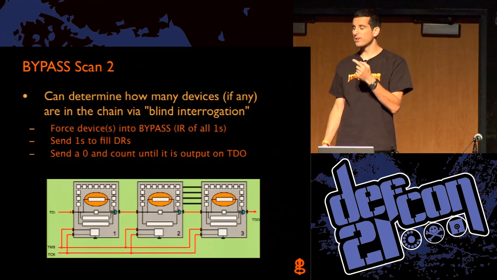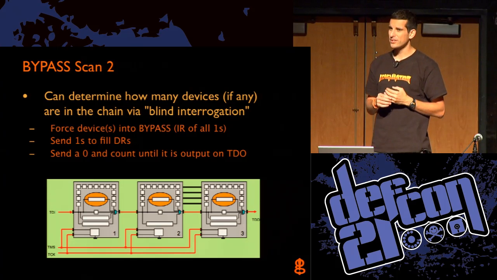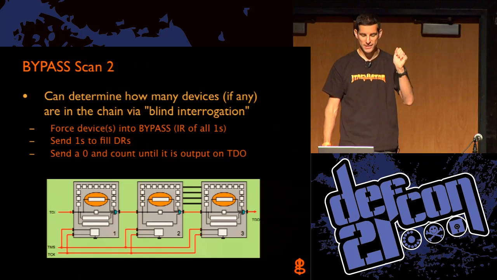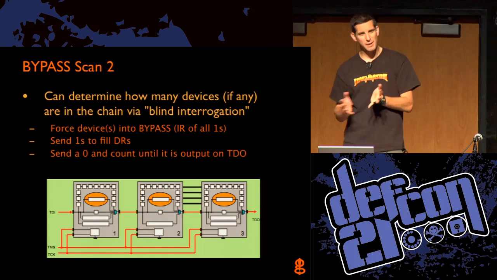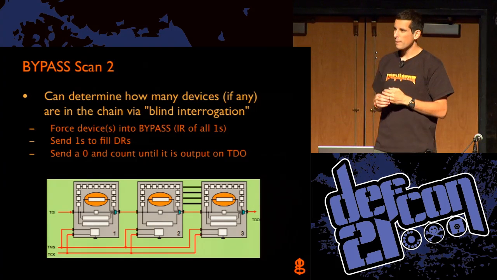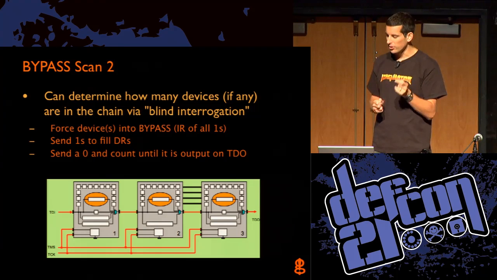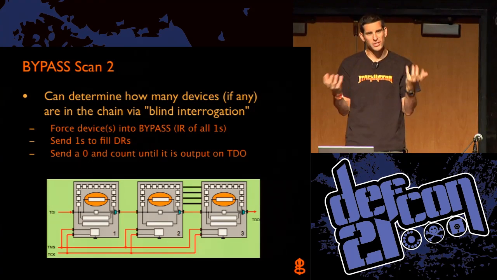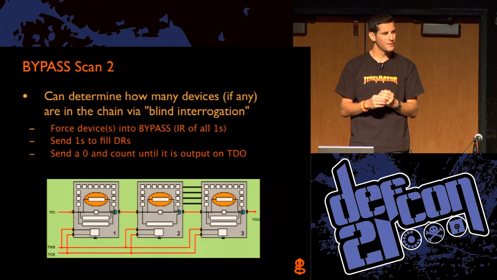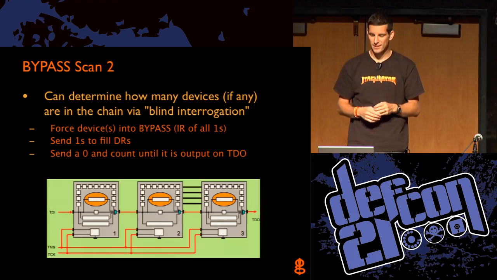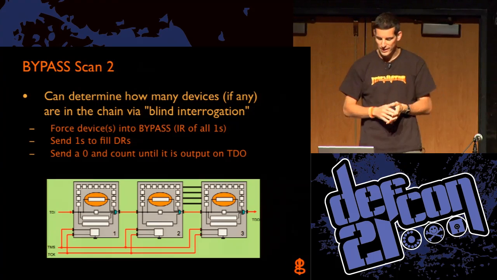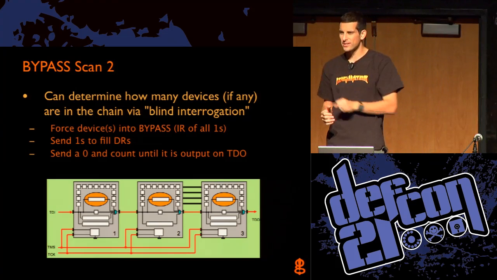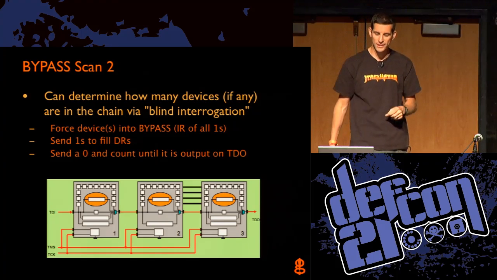By doing the bypass, we can also figure out how many devices there are in the chain, which is called blind interrogation. First we need to force all devices into bypass, and on that instruction register, bypass mode you can enter by sending a command of all ones. But we don't know the instruction register length, right, because it's sort of a black box. So we just send in a ton of ones and kind of flush the entire device. We do 1,024 ones because we don't know how many devices are there. We don't know how many instruction registers there are. So we just send a ton of ones.